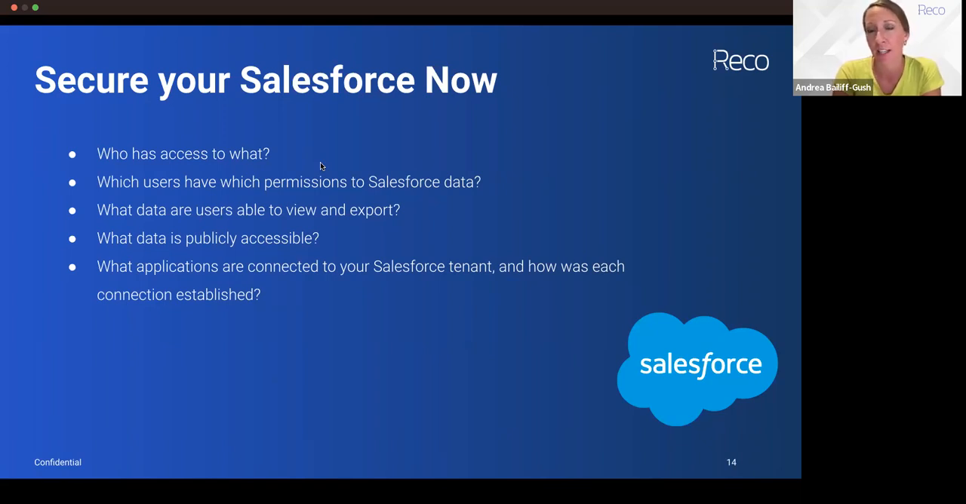The next consideration is, once you know their permission level, which of these users are able to view versus export data? Because you can imagine exporting data is a very common way that data is leaked and then exposed. Then, which data is publicly accessible, meaning you don't even have to have a Salesforce license. You just maybe have to have a link to a Salesforce dashboard or report. And then finally, what applications are connected to your Salesforce tenant? So thinking about those third-party applications or SaaS-to-SaaS connections. And if you aren't aware, how can you figure out what those SaaS-to-SaaS connections are to your Salesforce tenant? And then how was each of those connections established?